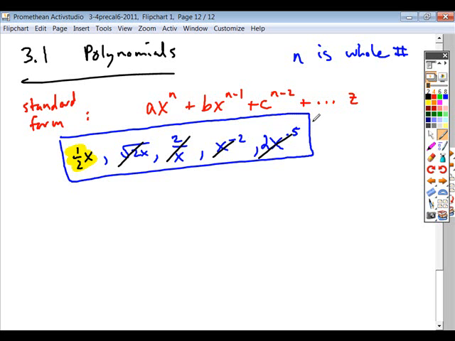ACT tests may likely ask you some kind of question referring to the definition of a polynomial. Usually it'll refer to the fact that its power has to be a whole number.